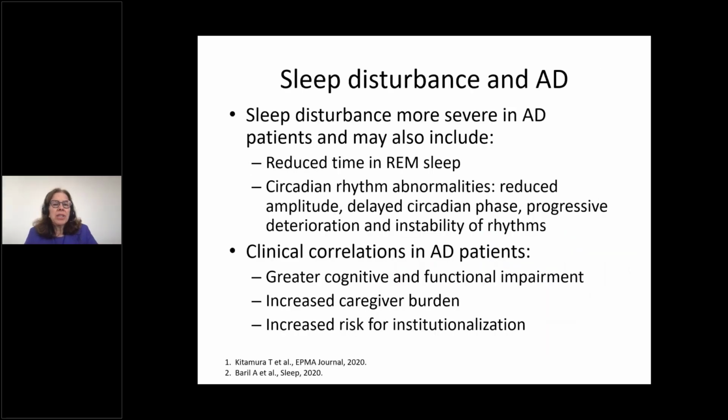All right, so we know sleep problems are more severe in patients with Alzheimer's disease and may include a loss of rapid eye movement or REM sleep, and also sleep timing problems, so problems with circadian rhythms, where patients with dementia are dozing off during the day and they can't stay asleep at night. And the worse their cognitive impairment, the worse their sleep, the worse the cognitive impairment, the more caregiver burden there is, and it increases their risk for being institutionalized.